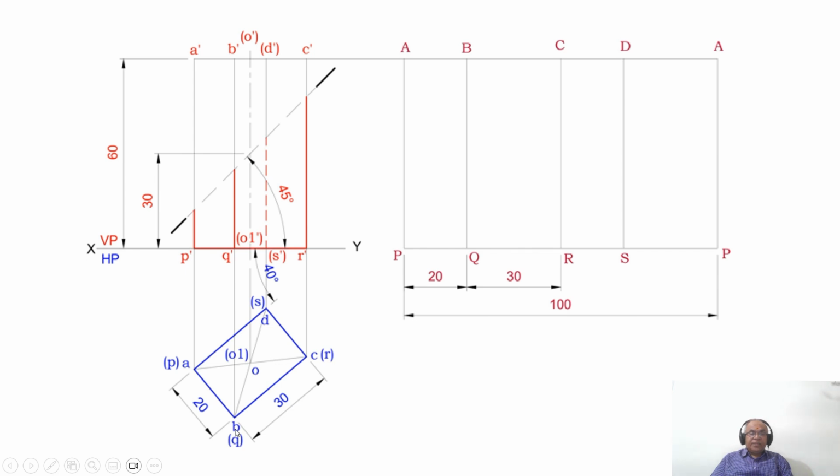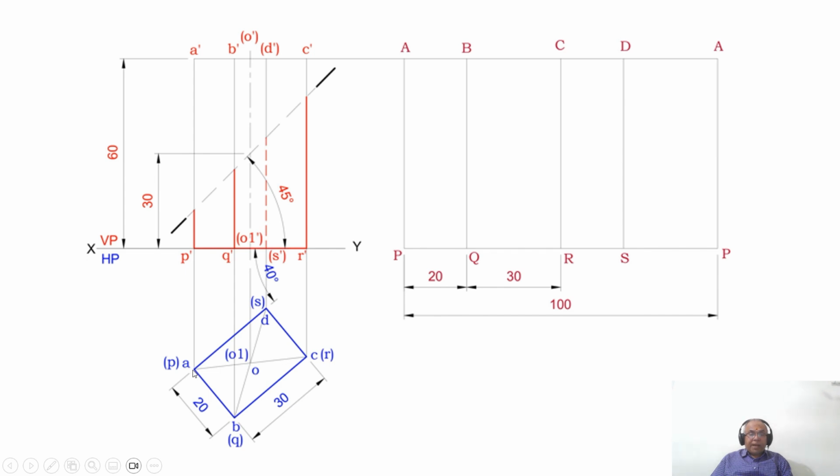Then after AP has been opened out, the question is, is BQ in true length? Sorry, is AB in true length? Yes, because B dash Q dash is parallel to VP, so B dash Q dash is in true length, and A dash B dash is parallel to HP. So AB will be in true length. Similarly, the same thing is for B dash Q dash.